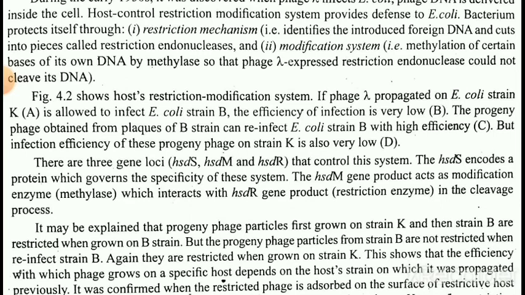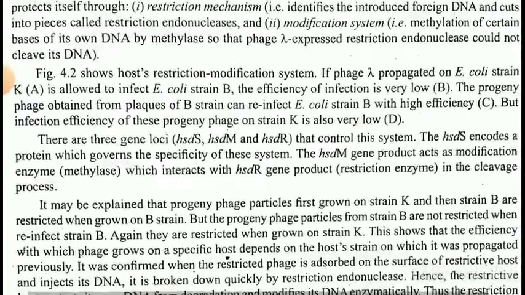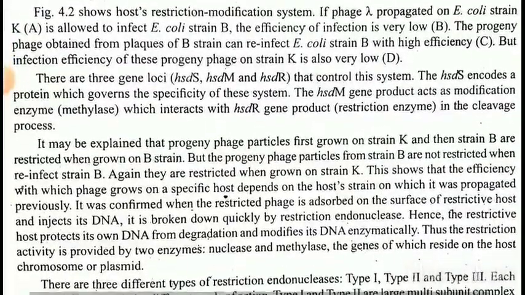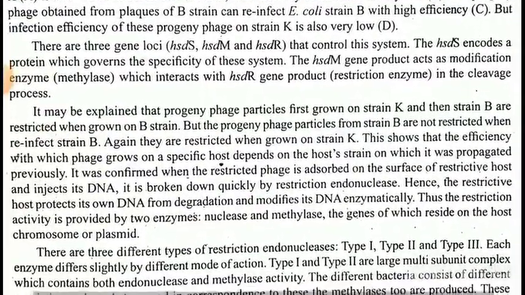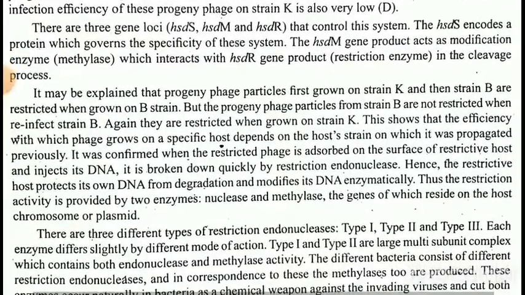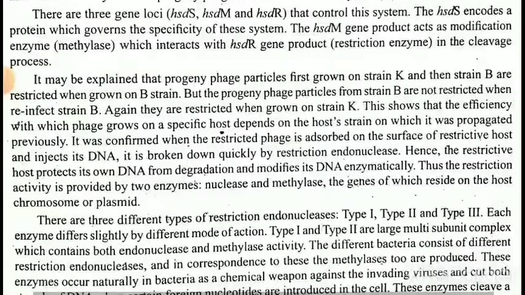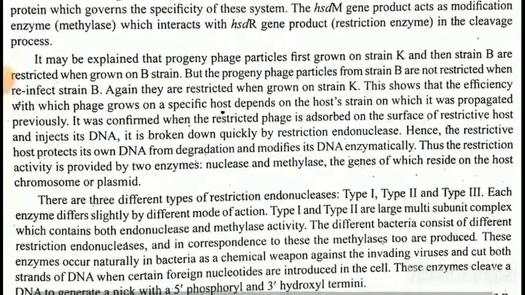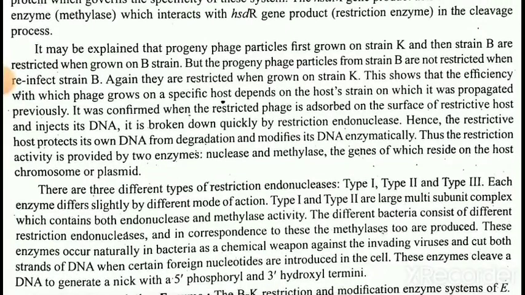There are 3 gene loci, hsdS, hsdM and hsdR, that control this system. The hsdS encodes a protein which governs the specificity of this system. The hsdM gene product acts as the modification enzyme methylase, which interacts with the hsdR gene product, the restriction enzyme, in the cleavage process. It may be explained that progeny phage particles first grown on strain K and then on strain B are restricted when grown on strain K. But the progeny phage particles from strain B are not restricted when they reinfect strain B again; they are restricted when grown on strain K. This shows that the efficiency with which phage grows on a specific host depends on the host strain on which it was propagated previously.